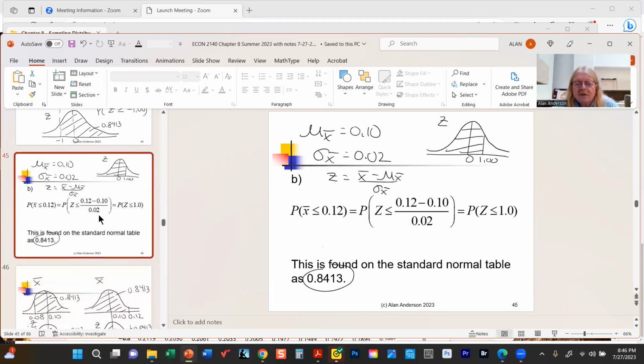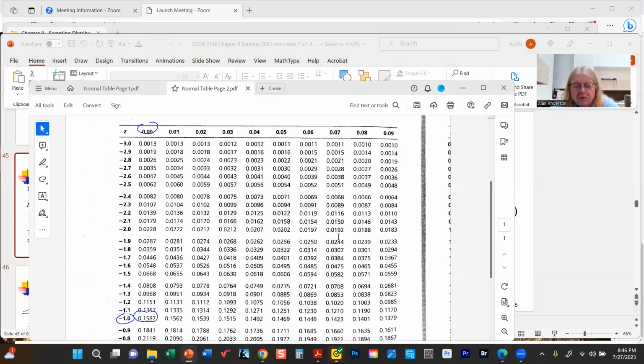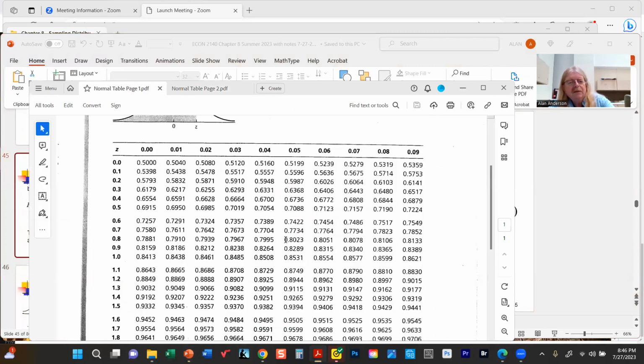Now, the next one was less than or equal to 12%. So if you convert that to a z-score, you can see that this is equivalent to z being less than or equal to 1. And on our table, we just got through showing that, well, actually, no, we didn't. That was the other one. 1.0 is right here. Oh, yeah, 0.8413.